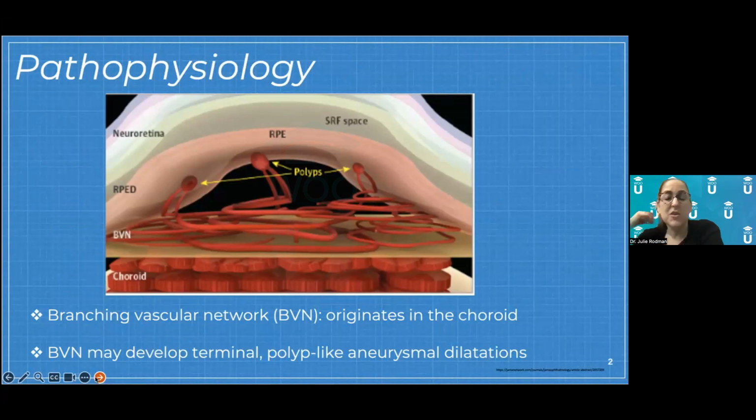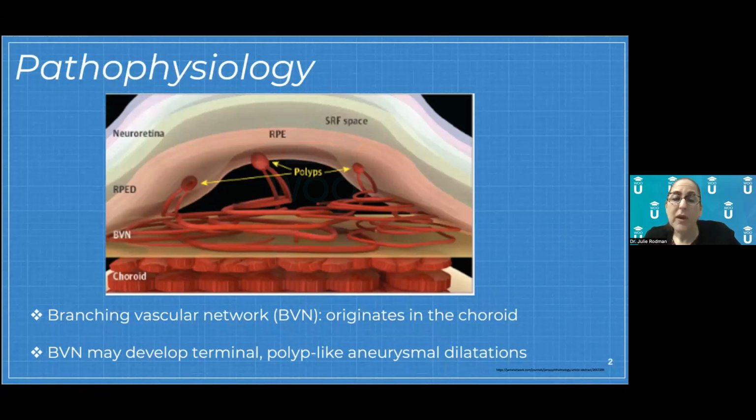So the pathophysiology is actually very interesting. This is a good kind of schematic of the lower part of the retina and choroid. So down here we have our choroid, and we know that the choroid is really what's responsible for providing blood and nutrition to the eye. Within the choroid, we have what we call BVN. BVN stands for branching vascular networks. So these little kind of spaghetti-like lines here are the vessels that are running through the choroid. Normally, those blood vessels should just look like spaghetti.